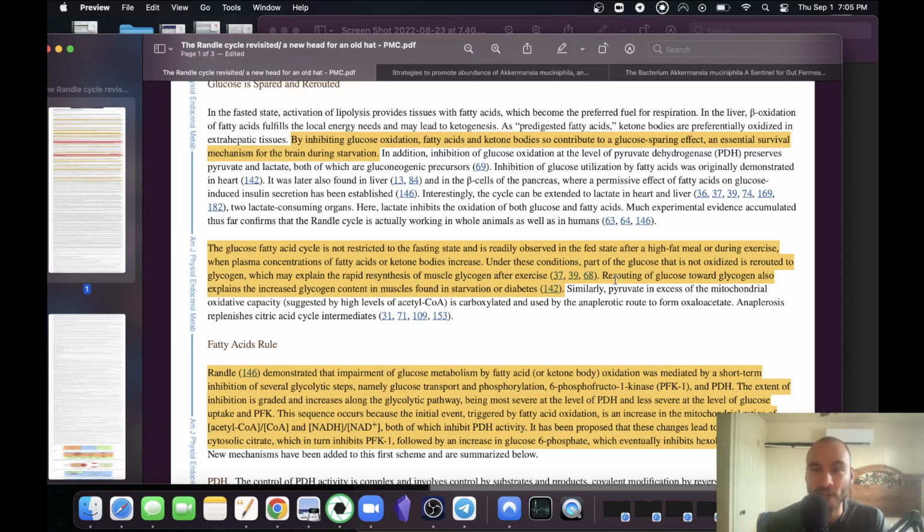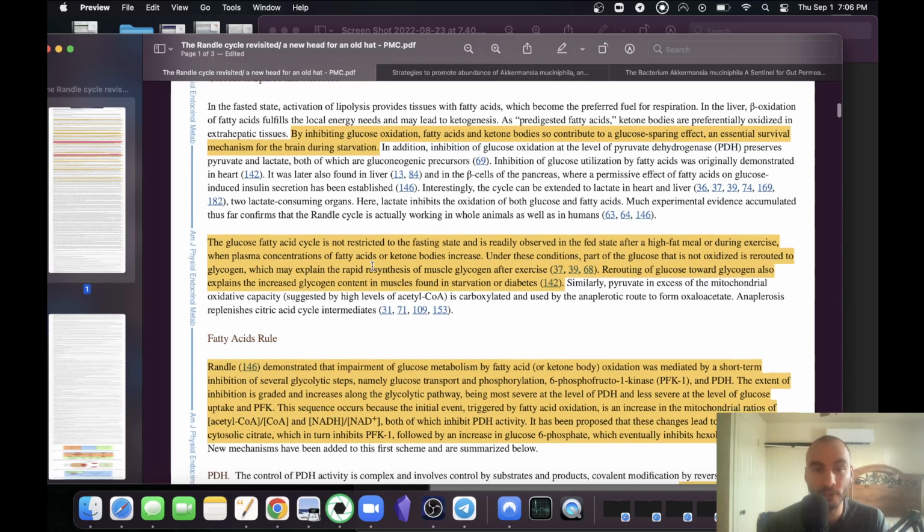Under these conditions, part of the glucose that is not oxidized is rerouted to glycogen, which may explain the rapid resynthesis of muscle glycogen after exercise. Rerouting of glucose towards glycogen also explains the increased glycogen content in muscles found in starvation or diabetes.